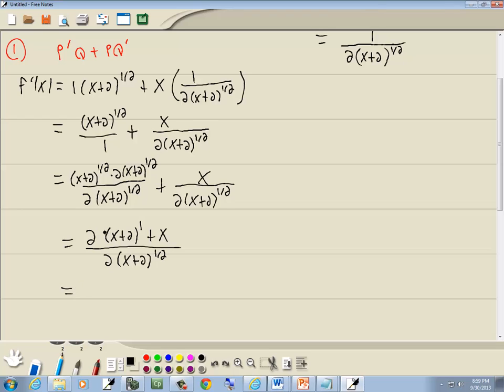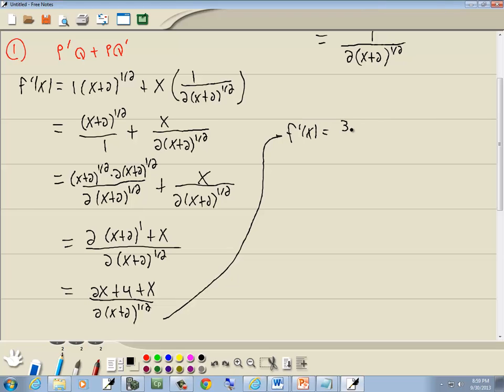Well, multiply the 2 through. 2 times x is 2x. 2 times 2 is 4. Plus x over 2 times (x plus 2) to the 1/2. Which gives us 2x plus x is 3x. So we've got (3x plus 4) over 2 times (x plus 2) to the 1/2. Okay, now we've got our single fraction that we're wanting.